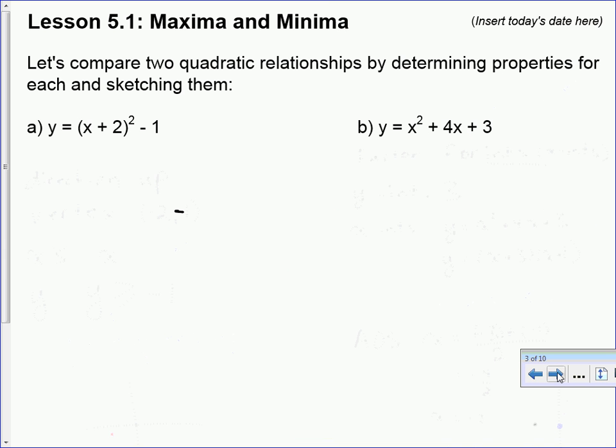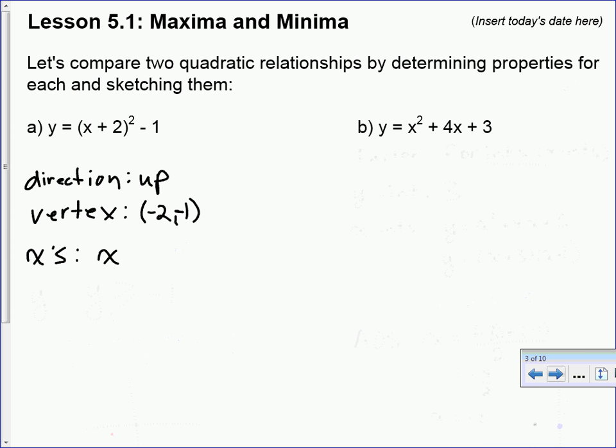Now, the next part of the lesson, the beginning of our lesson, is about comparing two quadratic relations. Here we go. If we take a look at this first equation, y equals x plus 2 squared minus 1, you'll notice that the direction is up. And its vertex is -2, -1. Now, with all parabolas, the x's can be any number, all real numbers.